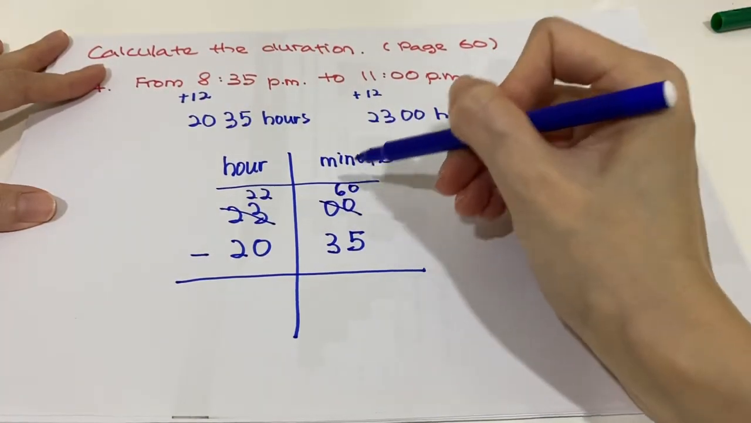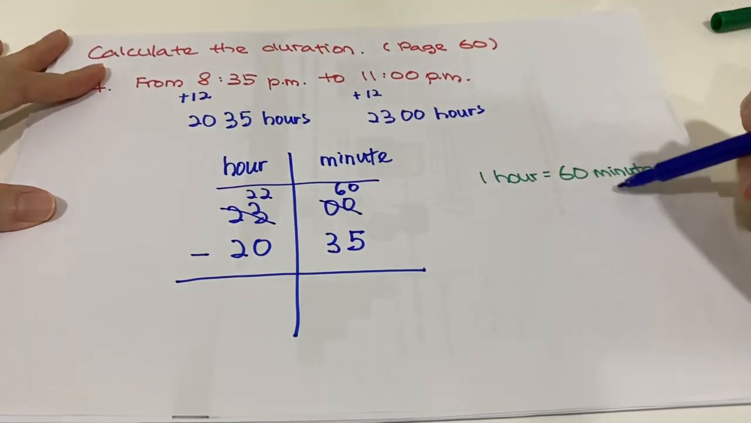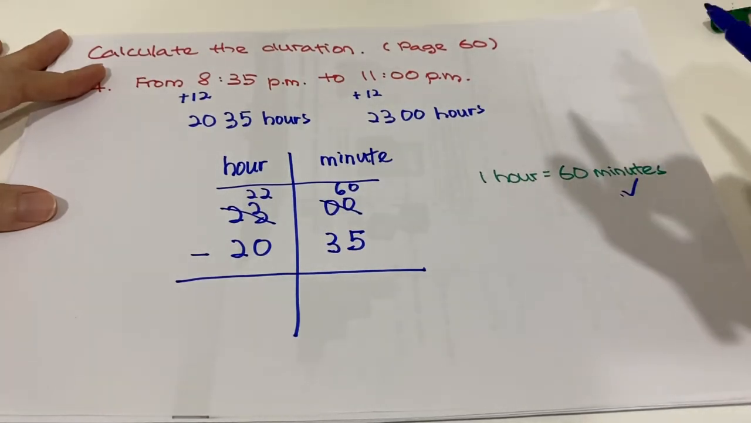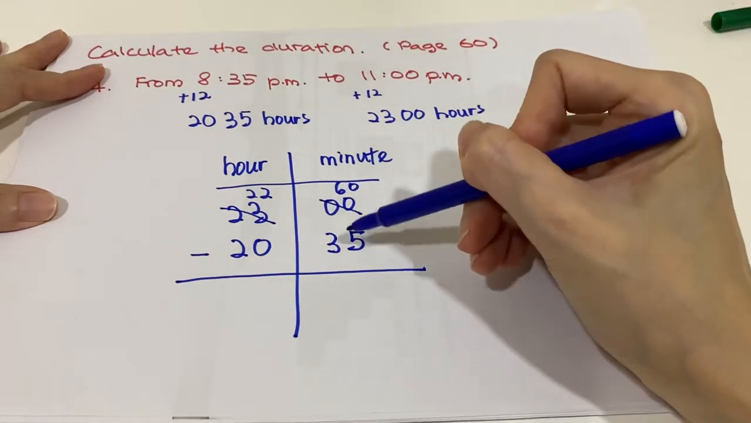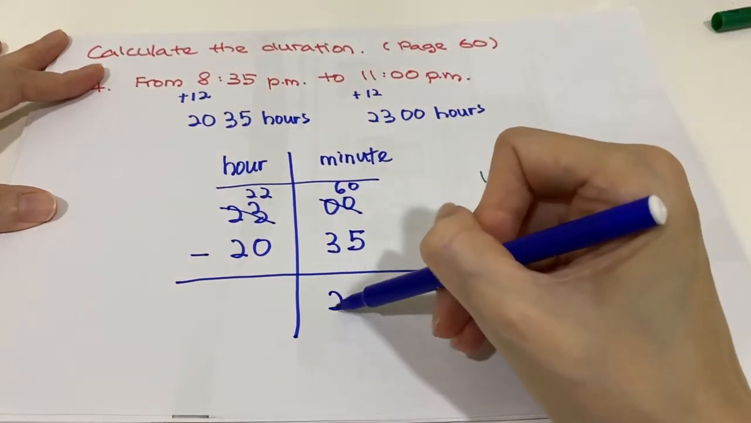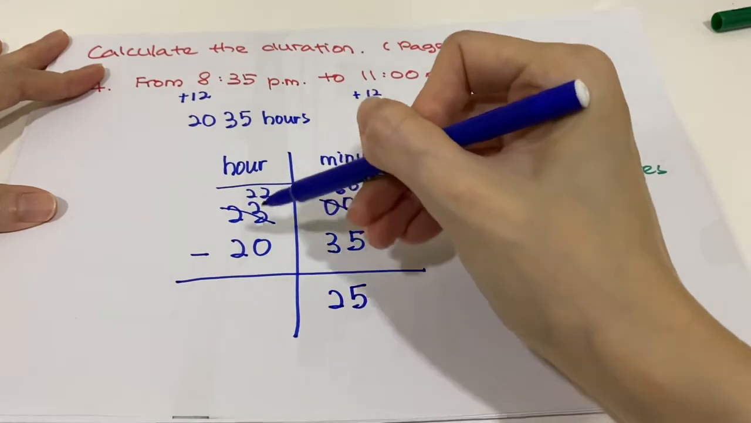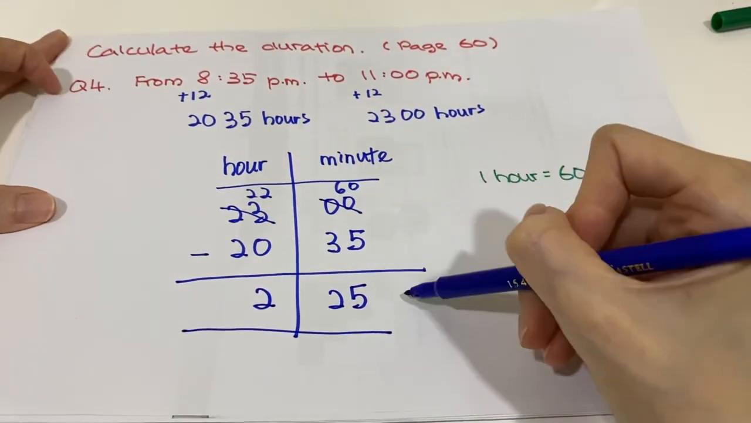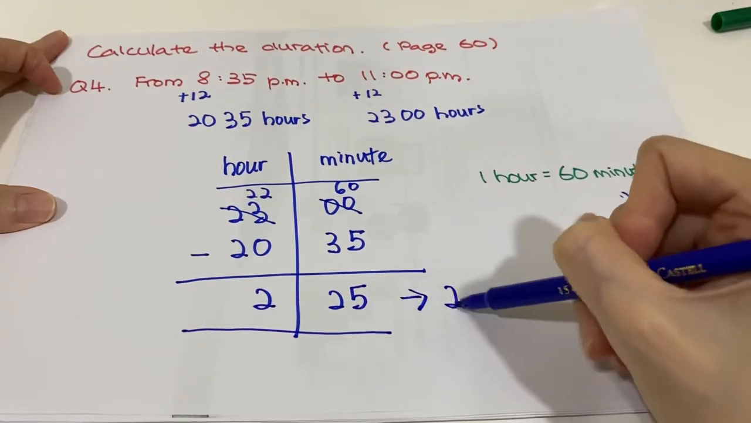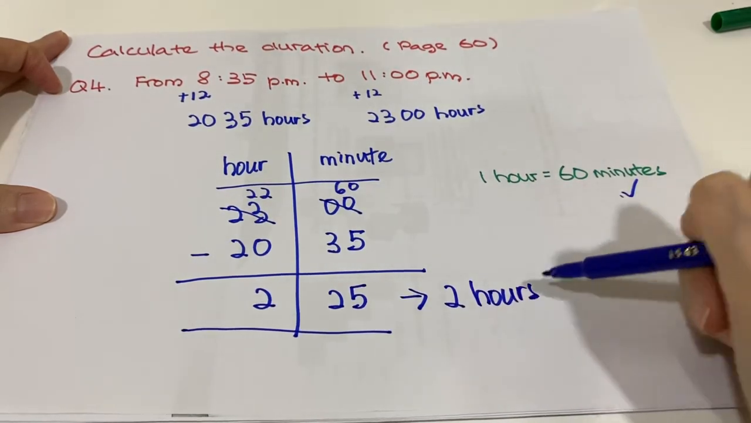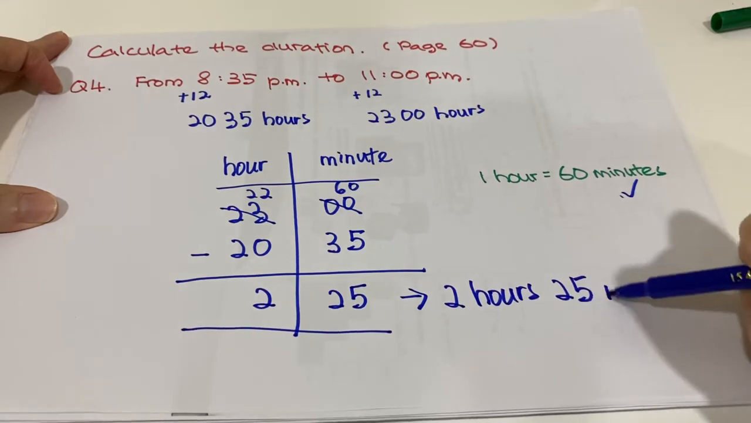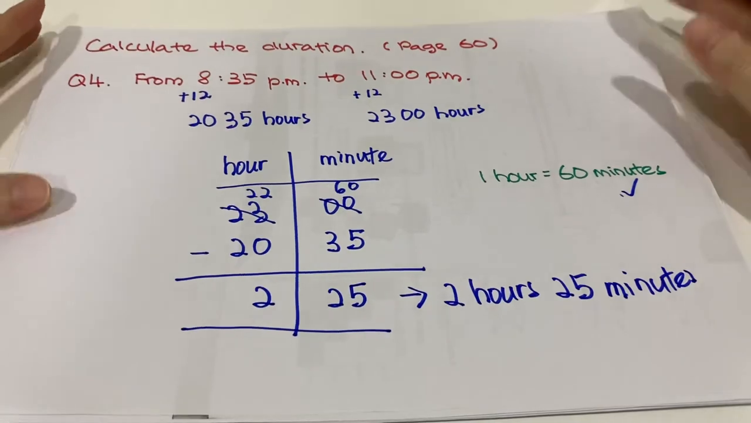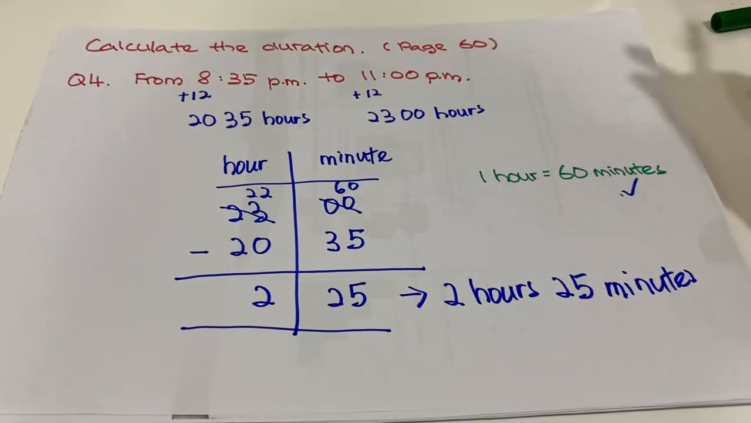Why is it 60 and not 100? This is because 1 hour equals 60 minutes. So we borrow 1 hour, we will get 60 minutes. 60 minus 35, you will get 25. 22 minus 20, you will get 2. So for this question 4, you will get the answer. The duration is 2 hours and 25 minutes. Okay, let's look at the next questions.